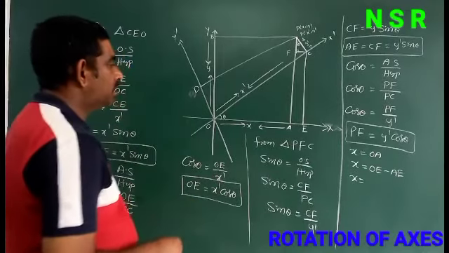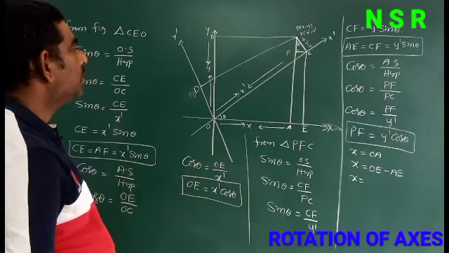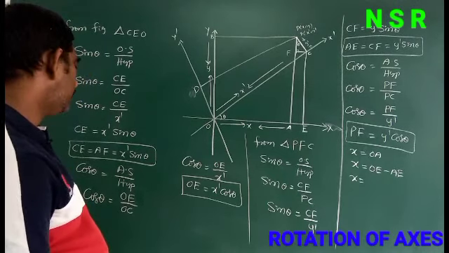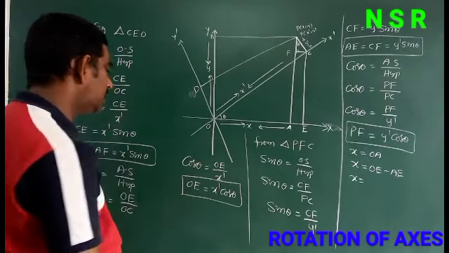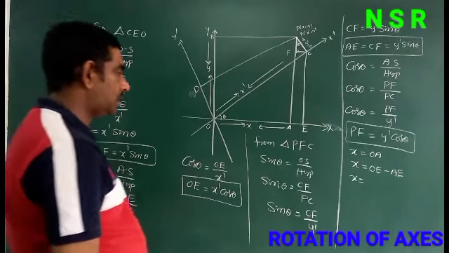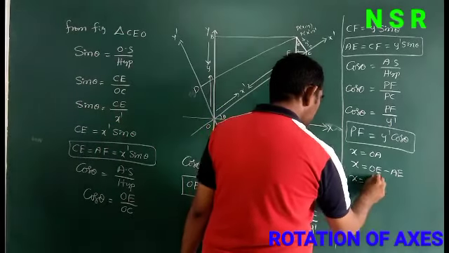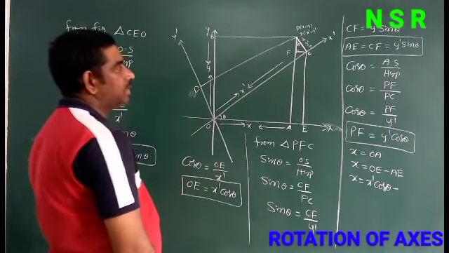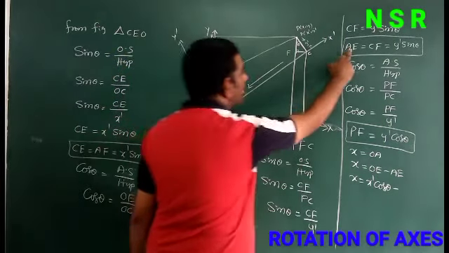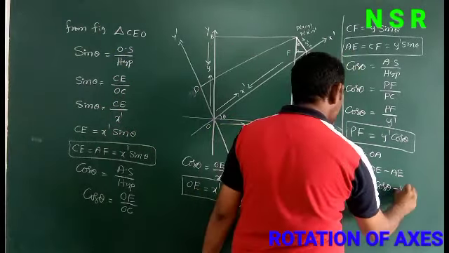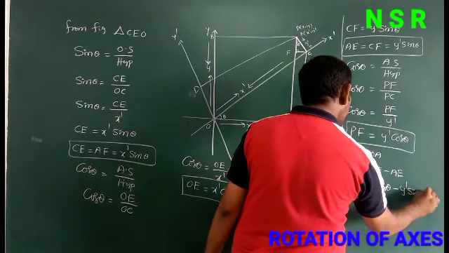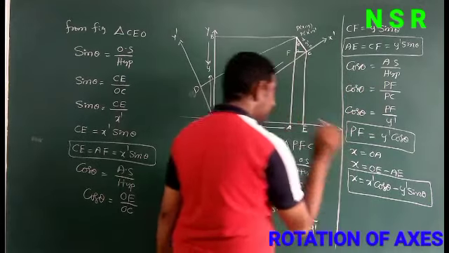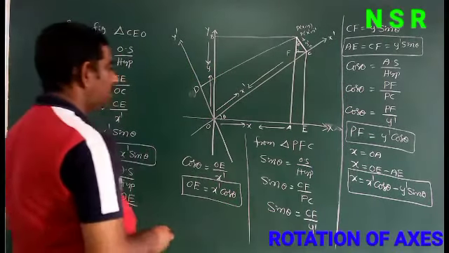So OE distance we already have: OE distance is x dash cos theta. So substitute here x dash cos theta minus AE distance. AE distance is equal to y dash sin theta. Now x formula is x dash cos theta minus y dash sin theta.